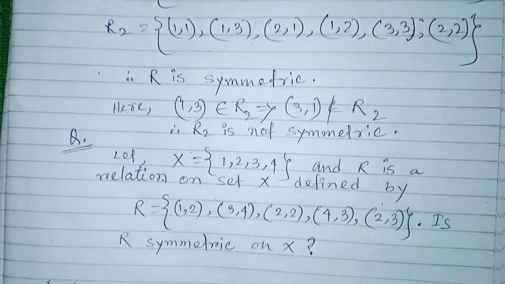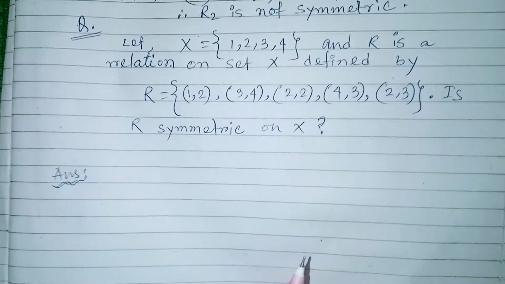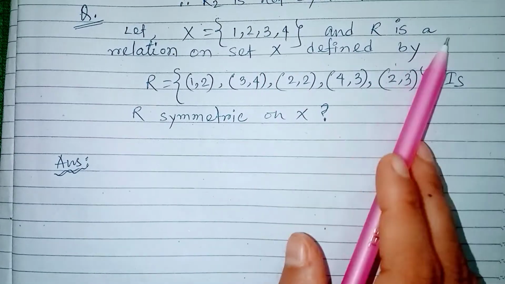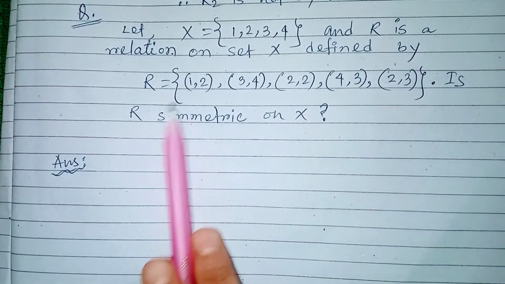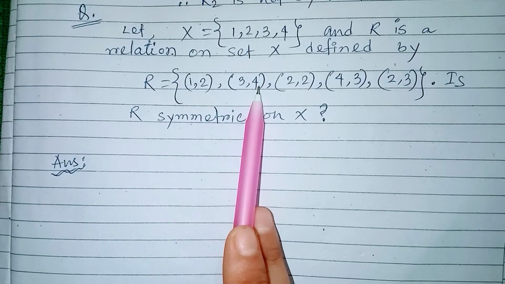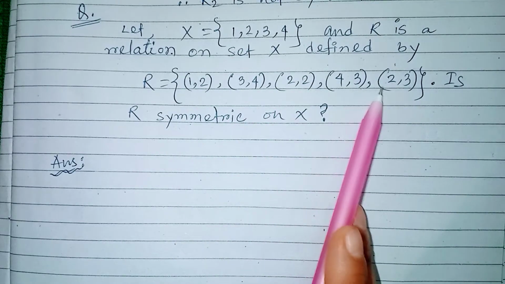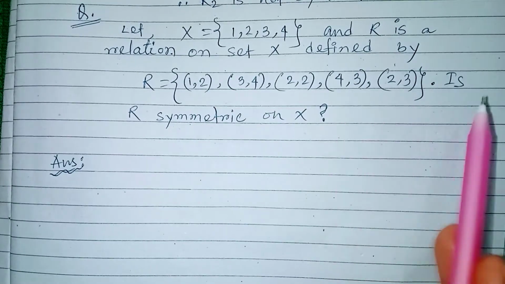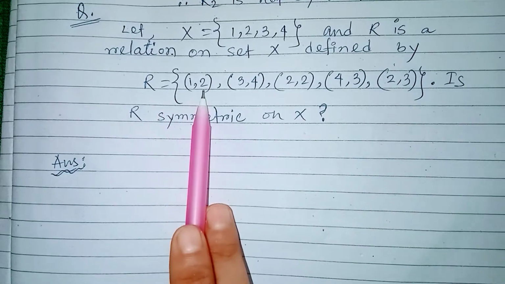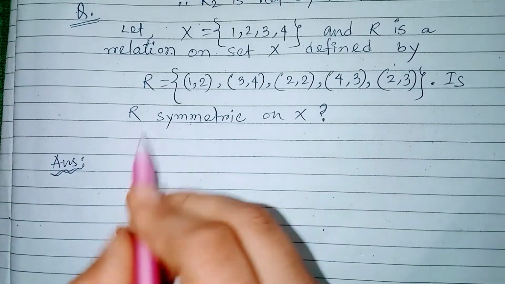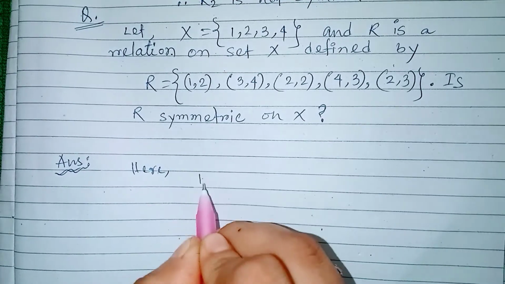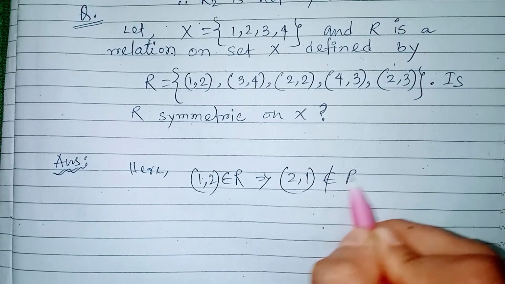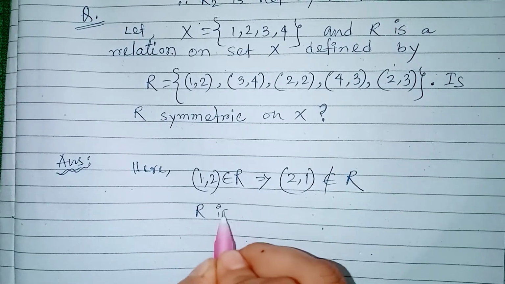Okay, clear? Now we'll proceed to an example which is given here. Let X be {1, 2, 3, 4} and R is the relation on the set X defined by {(1, 2), (3, 4), (2, 2), (4, 3), (2, 3)}. So for symmetric, if (1, 2) is here, then we have to find out (2, 1). Clearly you can see here (1, 2) is here but no (2, 1). So if (1, 2) belongs to R, it implies that (2, 1) does not belong to R. So that's why R is not symmetric.